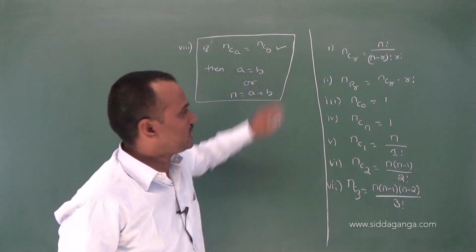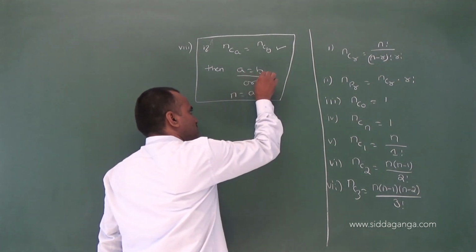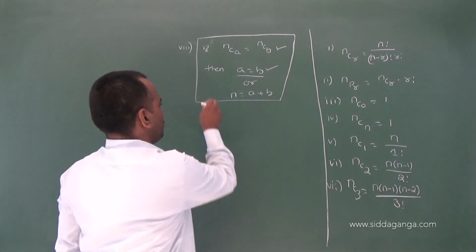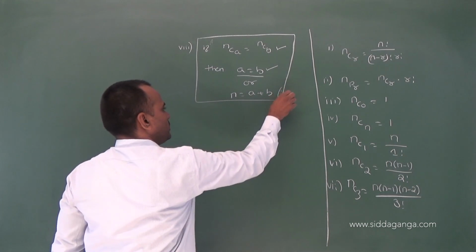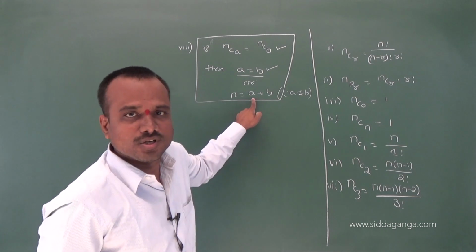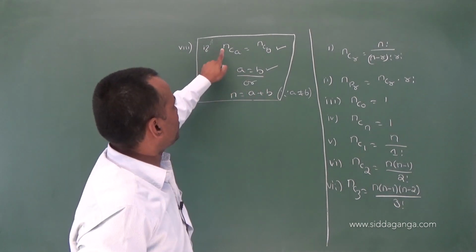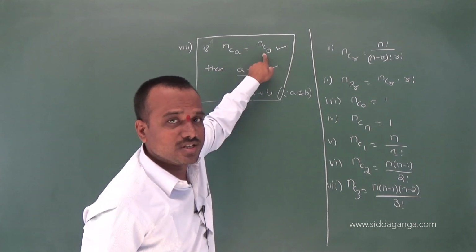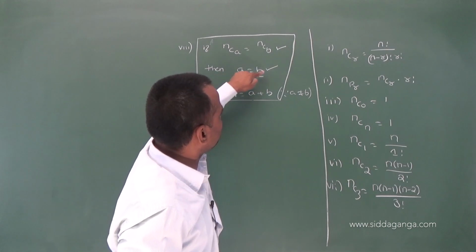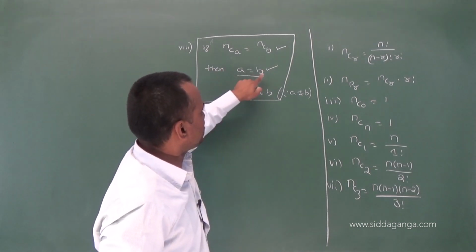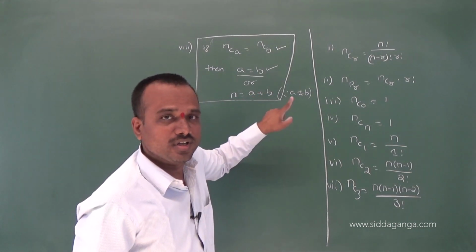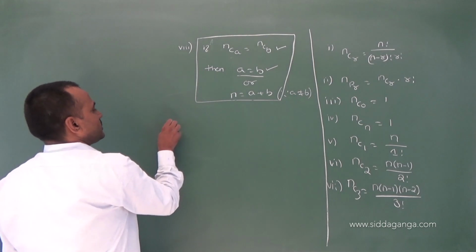nCa is equal to what? nCb. Under this condition, a is equal to b; both are the same. If a is not equal to b, then n must be equal to what? a plus b. This is one very important note. If nCa is equal to nCb, then a is equal to b, or, if a is not equal to b, n is equal to a plus b.